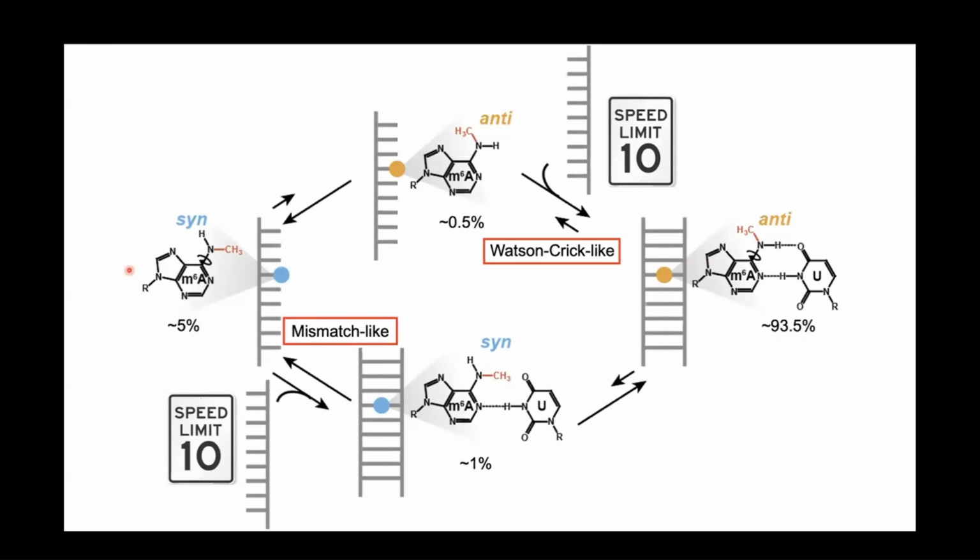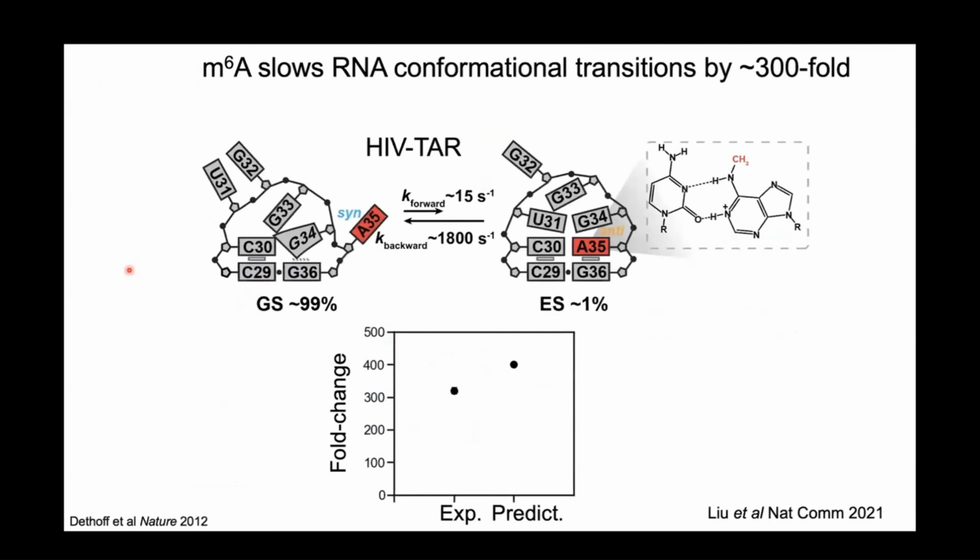So with the use of NMR, we were able to understand why it is that m6A only slows down the on rate, but doesn't increase the backward rate. And we could test this model on an RNA molecule, which we study in the lab, which interconverts between two different conformations. And we could use our model to predict how m6A will slow down the dynamics.